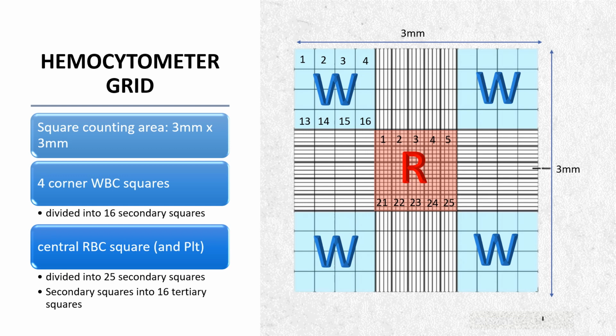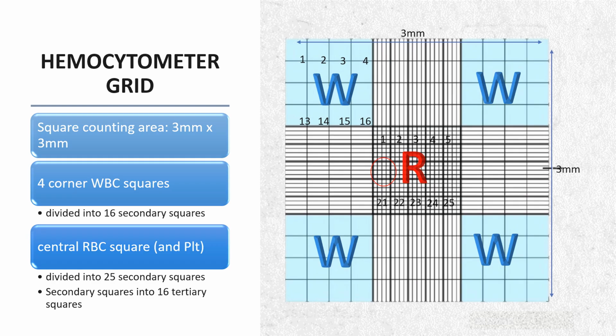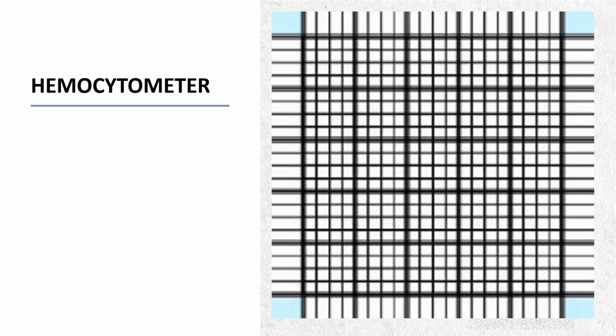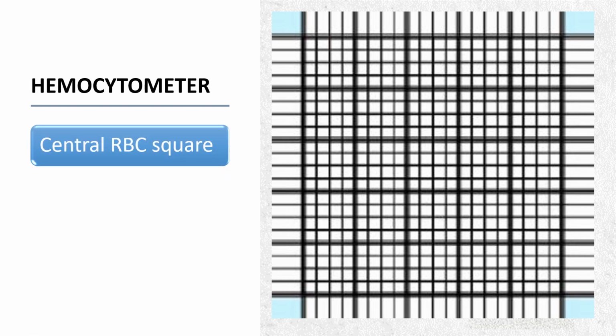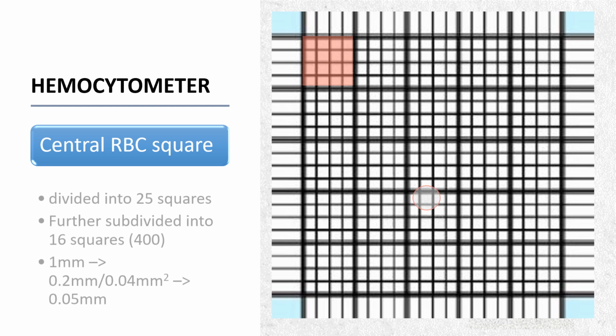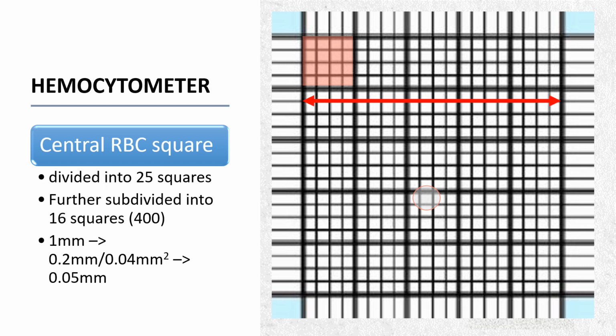And each of these secondary squares is further subdivided into 16 tertiary squares. Only the central large square is subdivided into tertiary squares, giving a total of 400 very small tertiary squares. The central square measures 1 mm. The secondary square measures 0.2 mm or 0.04 square millimeter, and the tertiary square measures 0.05 millimeters.